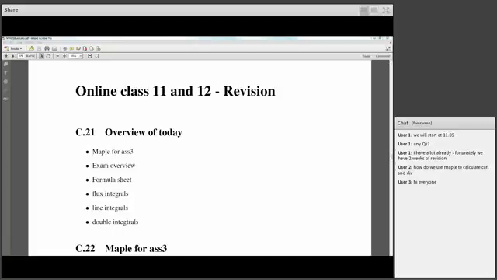Assignment 3 is almost due, so I just want to talk a bit about how to use Maple to help with some of that. Then talk a bit about the exam in general, then work backwards to some of the key ideas that we've seen in the subject, so flux, line, and double integrals in particular. I might not get through all of them today. That's okay. I'll roll over some things till next week. But the things that are most relevant to assignment 3 and assignment 4, I'll do today in order to help out.